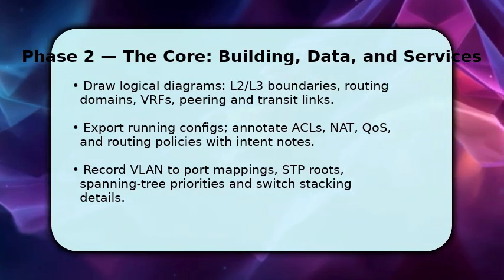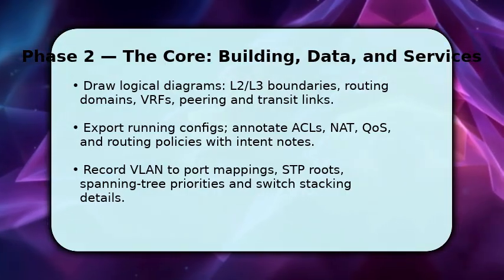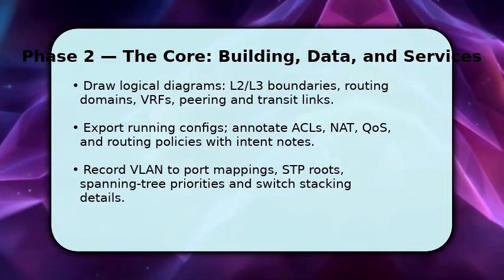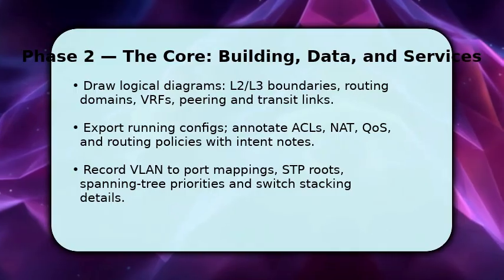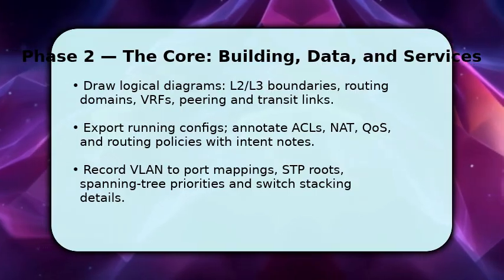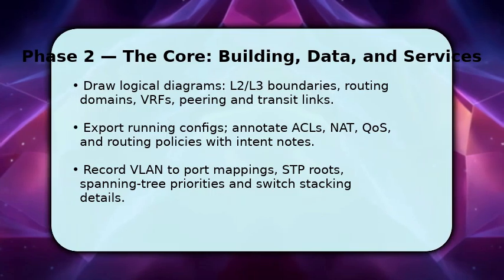Then export running configs and annotate critical sections: ACL intent, NAT ranges, CoS classes, and routing policies. Make sure to capture VLAN-port mappings and spanning tree roles, because those explain broadcast domains and failover behavior. Once this middle documentation is complete, link the diagrams.